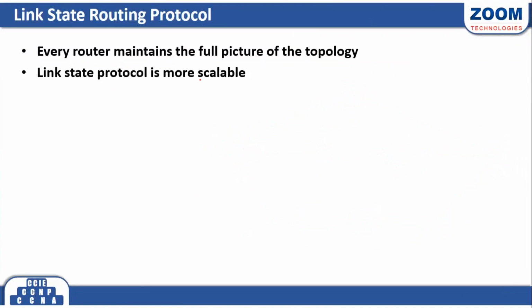Link state protocol is more scalable. It's not like the RIP protocol. RIP supports a maximum of 15; 16 is unreachable. In the case of a link state protocol, it is more scalable. This protocol is suitable for small networks, medium networks, large networks, and very large enterprises. So there is no limit on hop count. It supports unlimited hop count. It's a very good advantage of link state protocols.